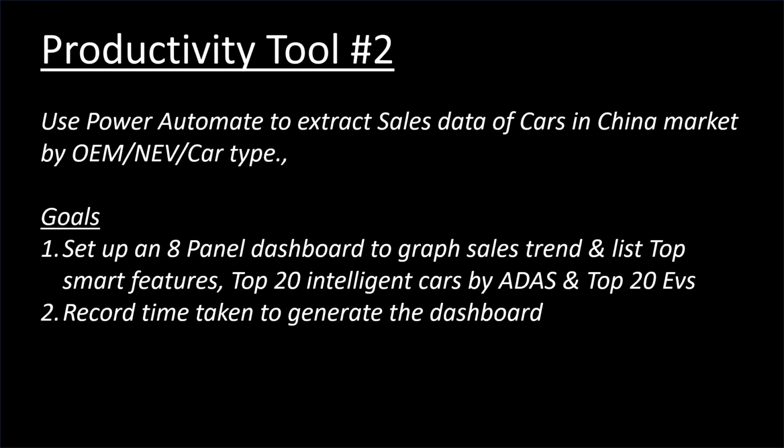Hi everyone, today I'll walk you through an automated workflow built using Power Automate Desktop, designed to extract car sales data from a website, organize it in an Excel file, and display it in a dashboard. The goals of this project are to set up an 8-panel dashboard to graph sales trends and list top smart features, top 20 intelligent cars by ADAS, and top 20 EVs, and to record the time taken to generate the dashboard.